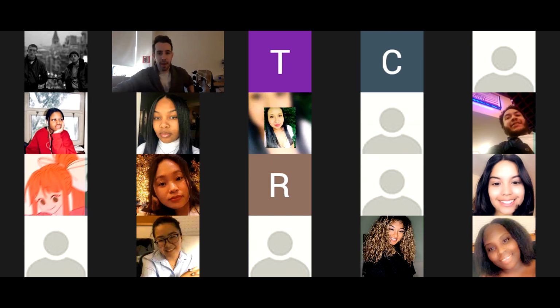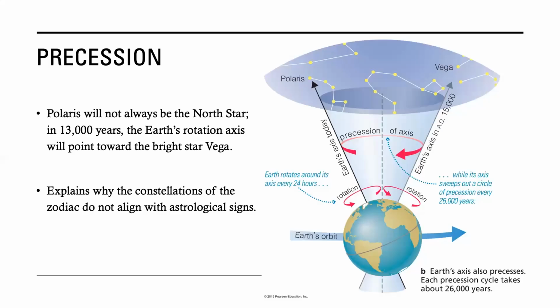You can send us the link to watch it. So the main idea is that Earth's rotational axis wobbles. It looks something like this.